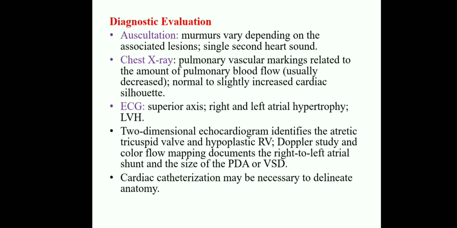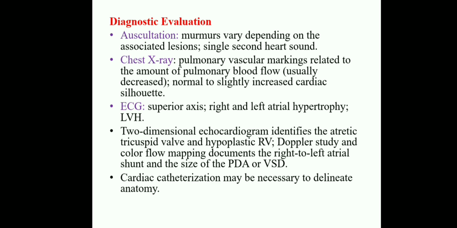Whenever we are checking the X-ray, we will recognize the pulmonary markings. Next, coming to the ECG, we will see superior axis, right and left atrial hypertrophy, and left ventricular hypertrophy. Next is the two-dimensional echocardiogram, which identifies the atretic tricuspid valve and hypoplastic right ventricle, and Doppler study and color flow mapping document the right to left atrial shunt and the size of the patent ductus arteriosus or VSD.